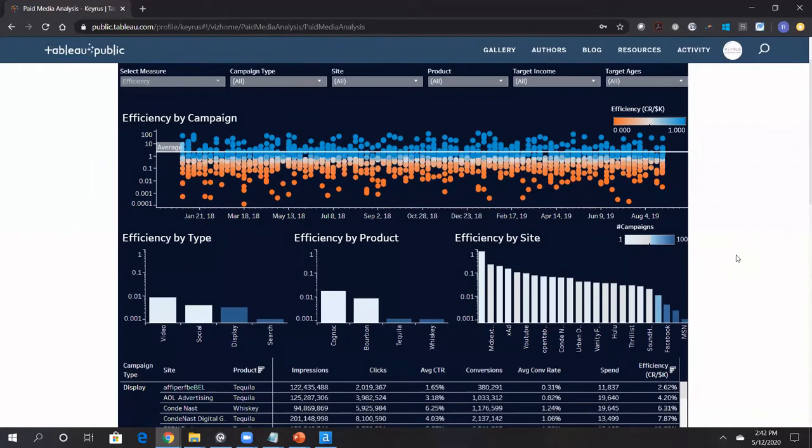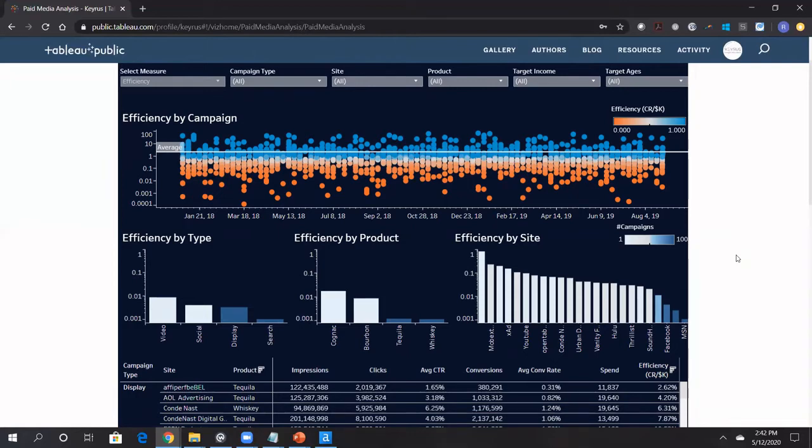So how would we use this dashboard? I'm going to put myself in the shoes of a product manager, and I want to understand how to allocate my marketing spend dollars. Where should I really invest in what channels? And I want to do this by understanding what's worked well in the past.